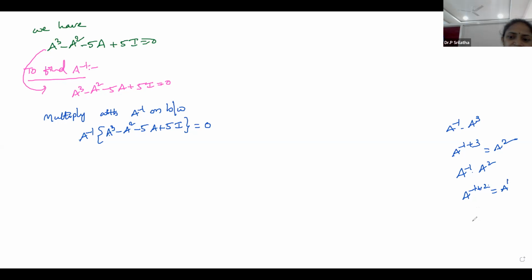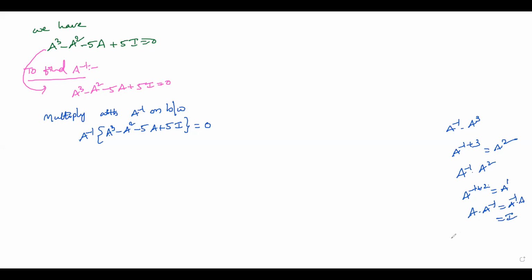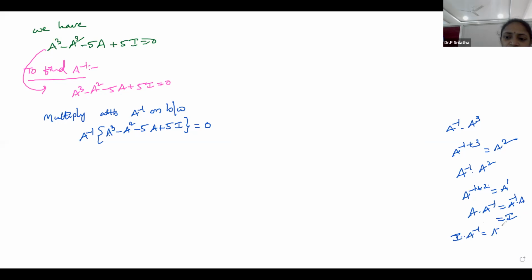Next one is A into A inverse, or A inverse into A. We know that A inverse into A is always equal to I. If I multiply I with A inverse, that will be A inverse. So substitute all these values here. A into A cube is A square. So this is A square minus A minus 5 into I plus 5 into A inverse is equal to 0.